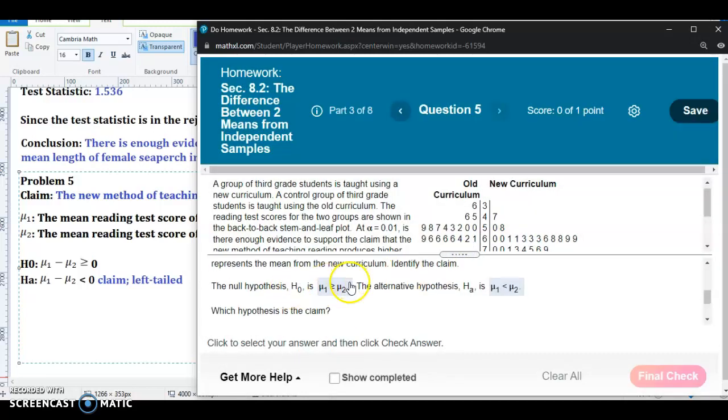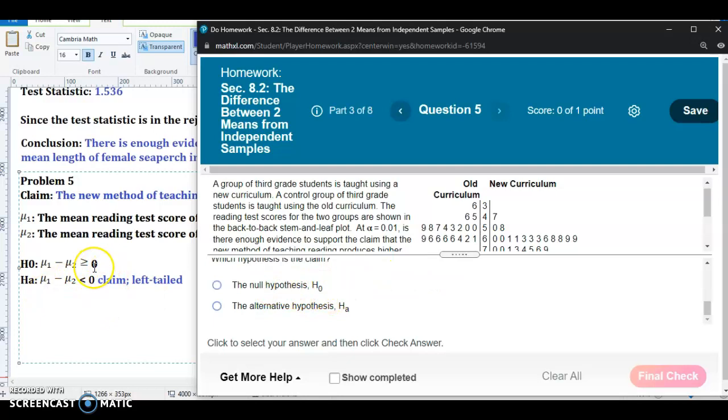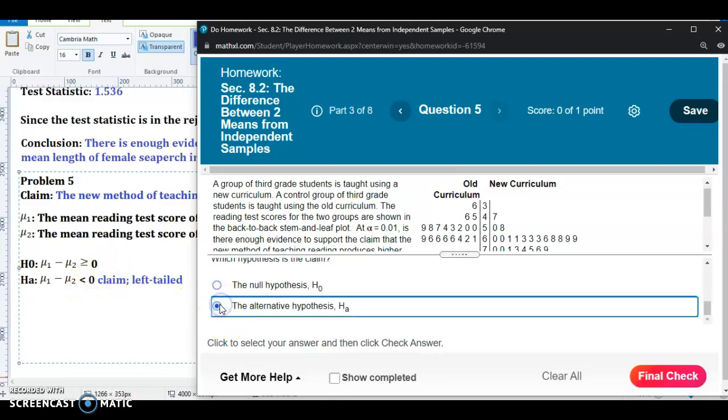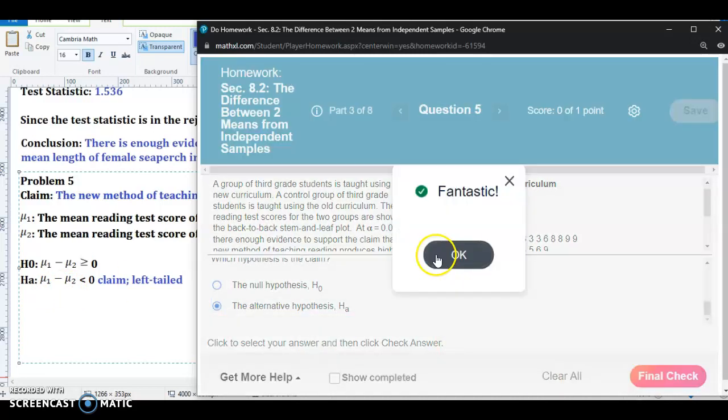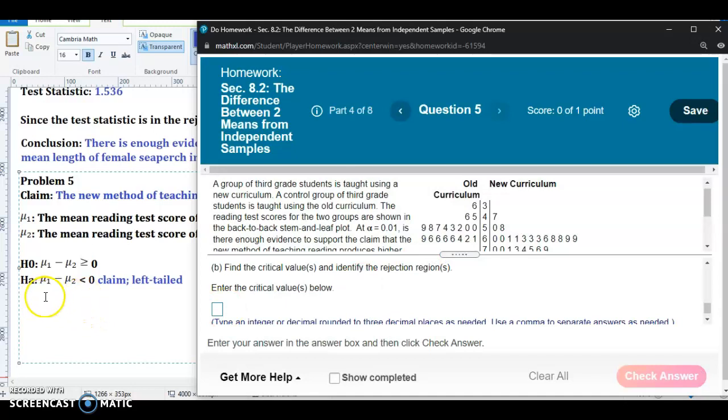Okay, and then again, which one of these hypotheses, the way that we've set this up, is the claim in the problem? Which one matches the claim? It's the alternative hypothesis, because we assume, once again, that the reading test scores in the first group using the old method are less than the reading test scores of the second group, which explains why their difference is negative.